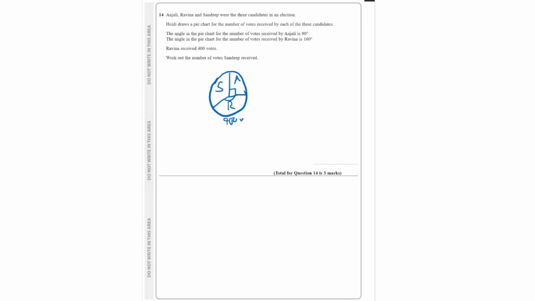Okay. So if we're able to find the angle of how many votes Sandeep received, we're able to find how many votes he received in the election. So let's get started. We see here that Ravina is 160 degrees and she received 400 votes. What does that mean? So 160 degrees is equivalent to 400 votes. If we divide both sides by 160, that means a single angle in this pie chart is equal to 2.5 votes.